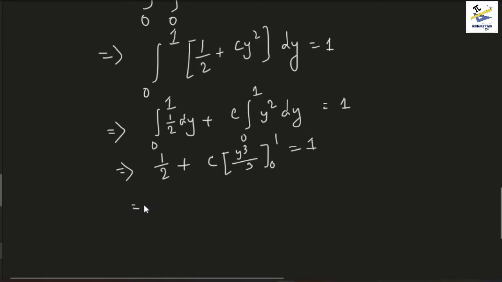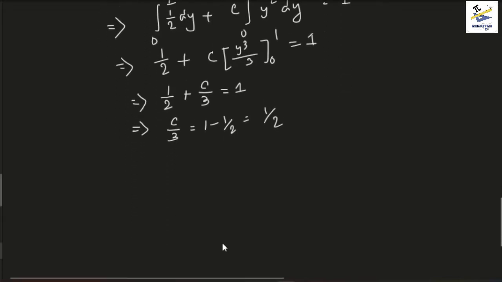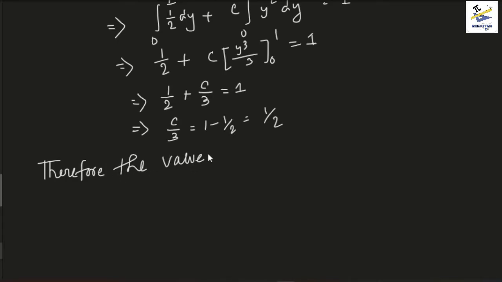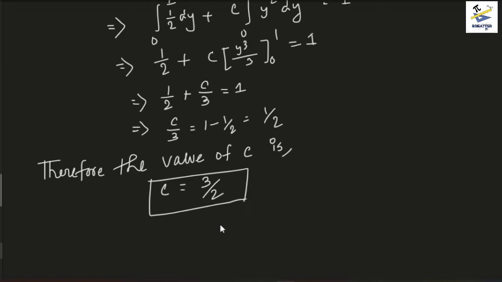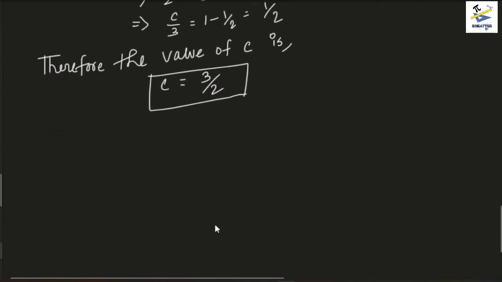Now 1 by 2 plus c by 3 equals 1. This gives me c by 3 equals 1 minus 1 by 2 equals 1 by 2, and therefore from this equation we get the value of c is 3 by 2. So this completes our first part. Now let's go to the second part.